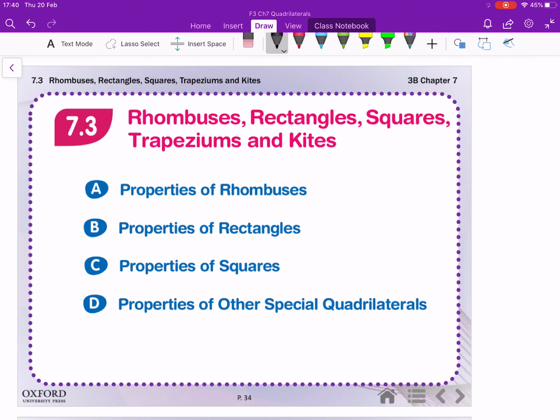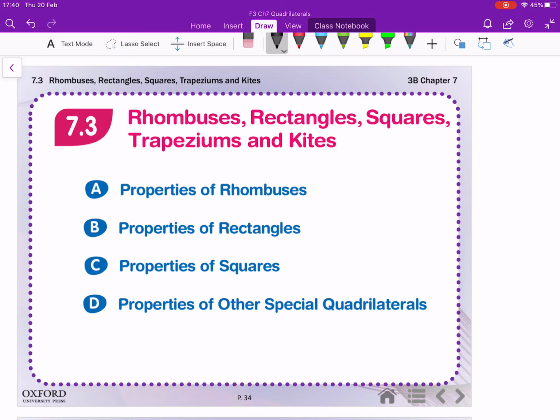In this video, we'll talk about 7.3, 5 other kinds of quadrilaterals mentioned in your book. As I know some of you don't have your textbook at home, so I'll upload this PowerPoint from Oxford to the Google Classroom, so you may take a look at it.